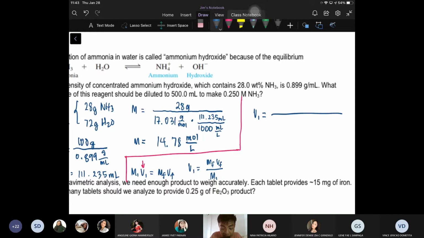Okay, so molarity final, yun yung target natin. 0.25 molar times the volume, gawin na lang nating ml, 500 ml, divided by the molarity initial, 14.78 molar. So we solve for the initial volume equal to, okay, so that is 8.46.